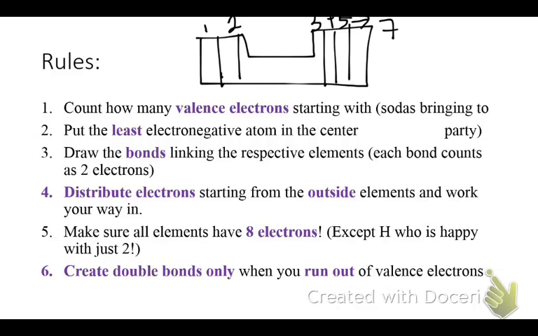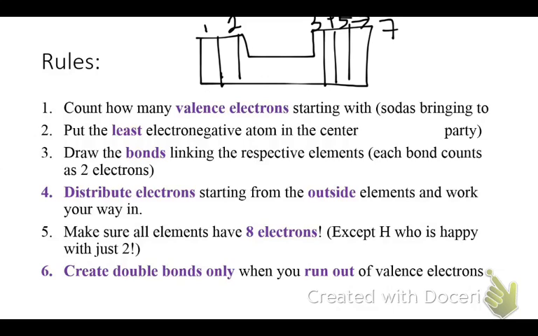Now imagine that you want to play different games with sodas and whatnot. Well, you need to know how many you have, because that's going to limit how many games you can actually play. If you don't know how many electrons you have, you have no hope of figuring out how to distribute them amongst the different elements, okay?